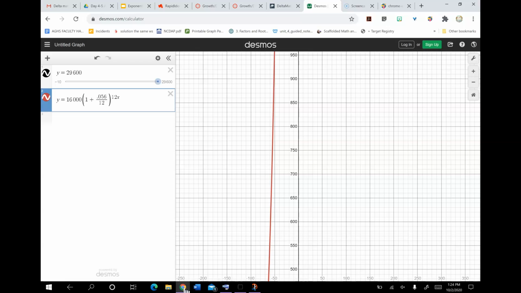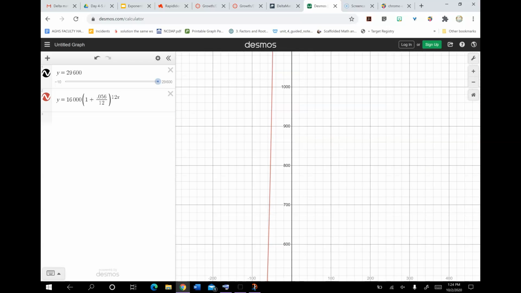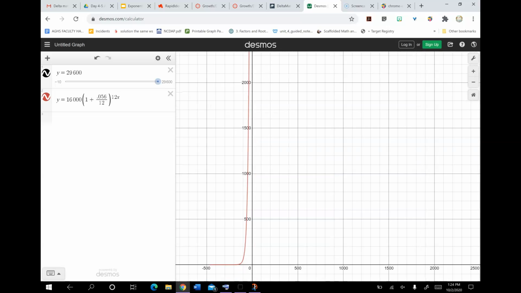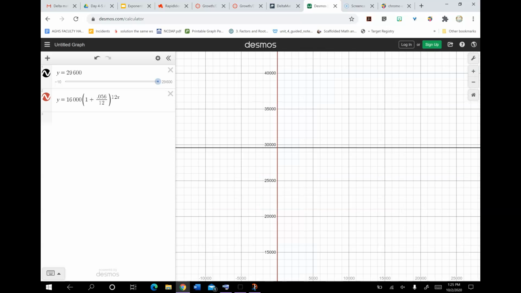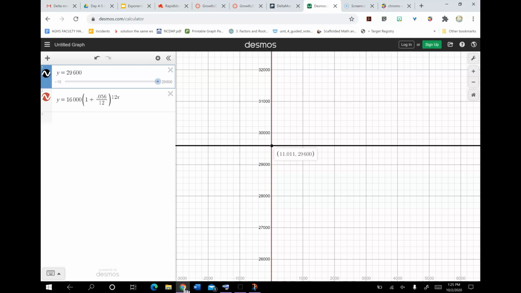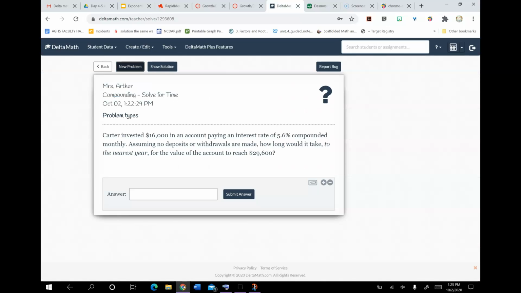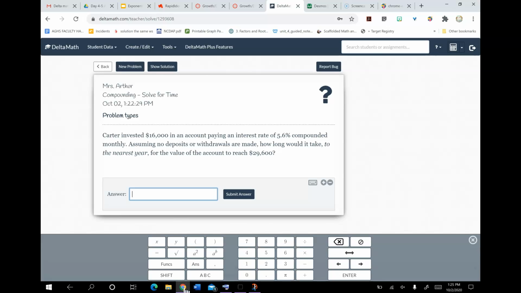All right? So, looks like I'll need to zoom out quite a bit. Zoom, zoom, zoom. I wish I had elevator music playing for you guys. All right, there's your answer. To the nearest year, that's going to be 11. 11 years. So when it says to the nearest year, it just wants you to round to the whole number. So my answer is going to be 11.